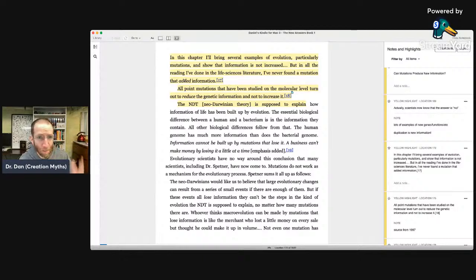So this is another blatant misstatement. "All point mutations that have been studied on the molecular level turn out to reduce the genetic information and not to increase it." That's not true. One reason it's not true is because most mutations don't have any effect on the organism. They're in a neutral region, or if they are in a gene, they may be in a synonymous site where they don't change the actual protein structure, the amino acid sequence. Or maybe they do change something, but it's a neutral change. Most mutations are neutral.